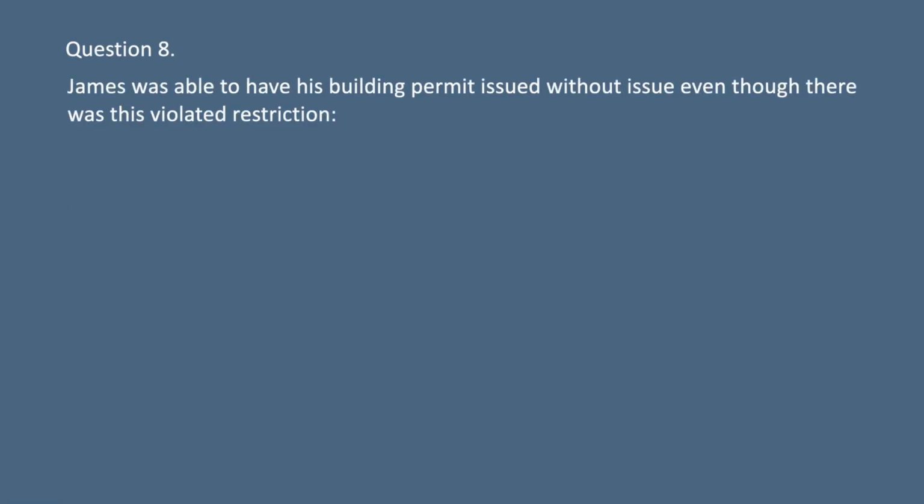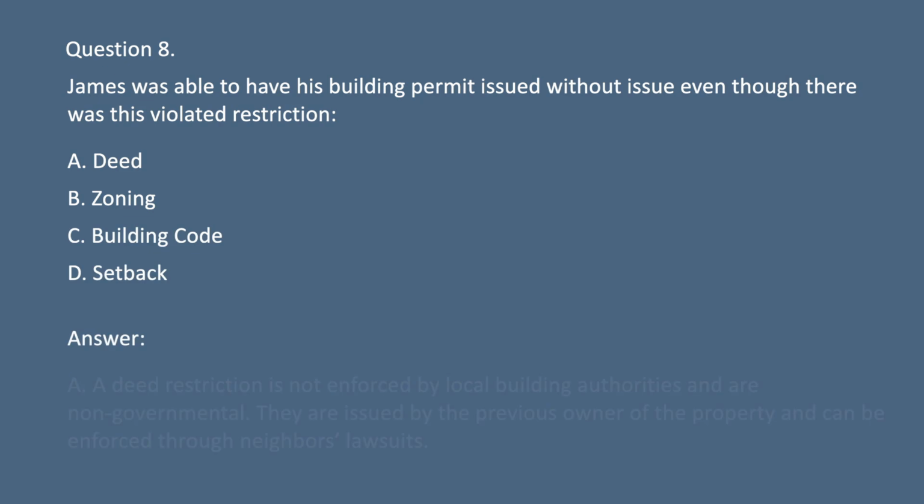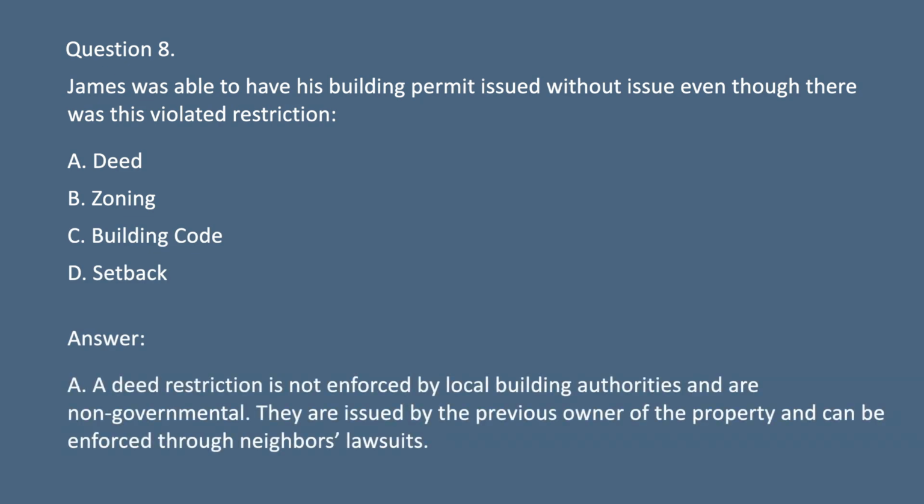Question 8. James was able to have his building permit issued without issue even though there was this violated restriction. A. Deed. B. Zoning. C. Building code. D. Setback. Answer. A. A deed restriction is not enforced by local building authorities and is non-governmental. They are issued by the previous owner of the property and can be enforced through neighbors' lawsuits.